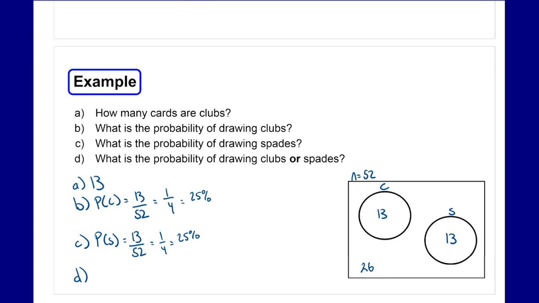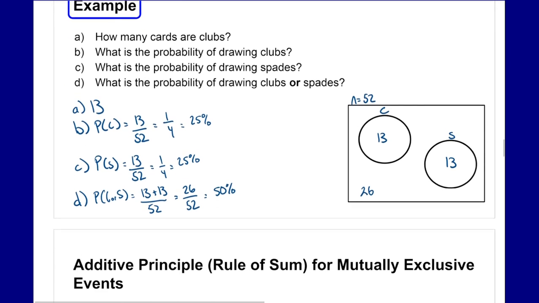So if I look at the probability of drawing clubs or spades, I have 13 clubs, and 13 spades that I could also pull, over 52 total options, which gives me 26 over 52, or 50%. So there's a 50% chance that I draw a club or a spade.